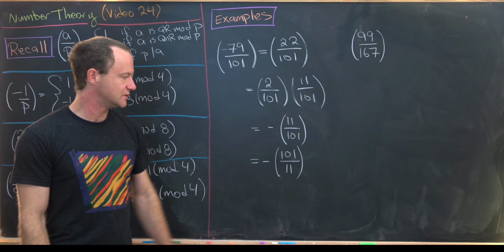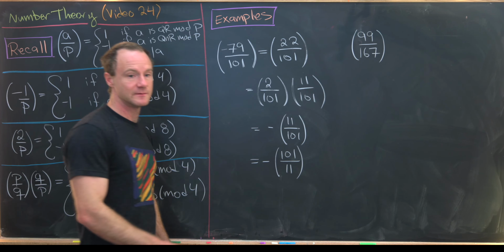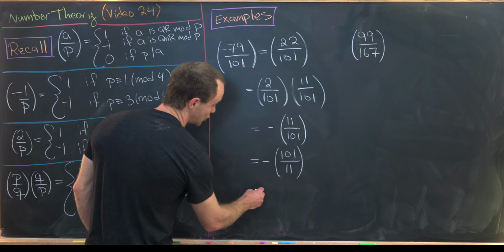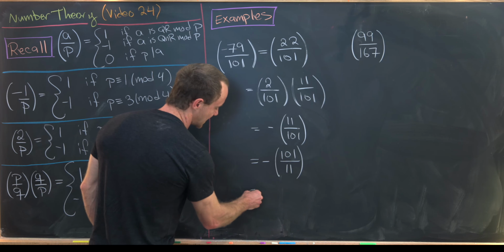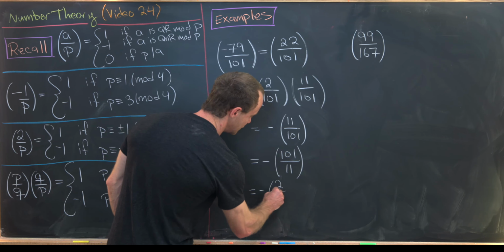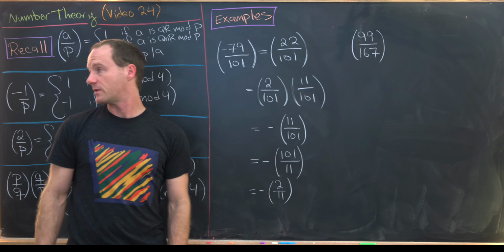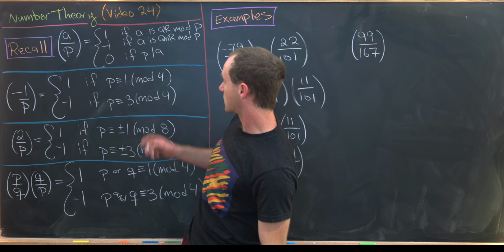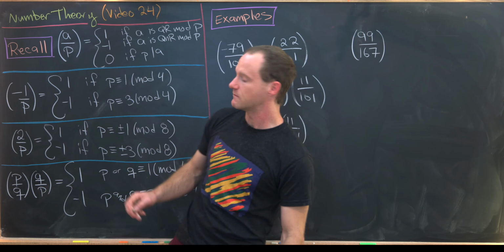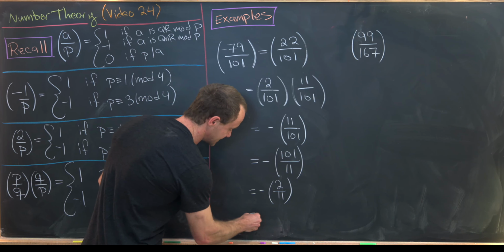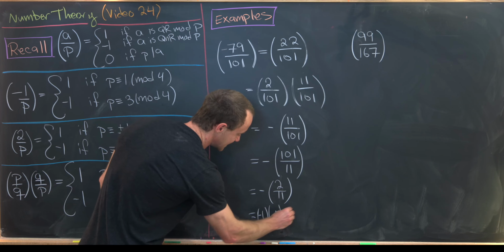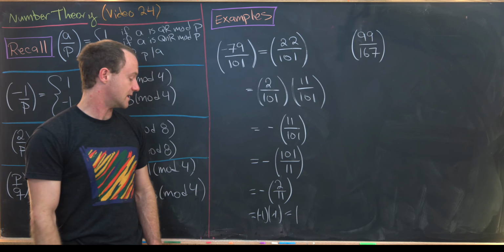Okay, but now let's reduce this 101 mod 11. That's going to give us 2 mod 11. So that'll give us 2 in the top. So we have minus 2 by 11. But then by our rule over here, 11 is 3 mod 4. So that's going to be minus 1. So we have minus 1 times minus 1, giving us 1 in the end.